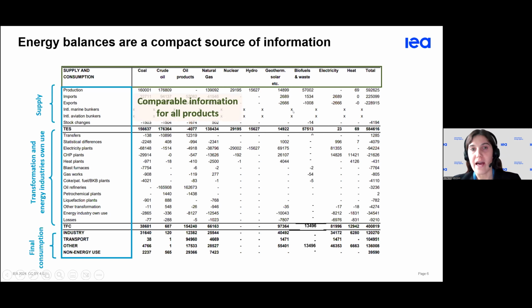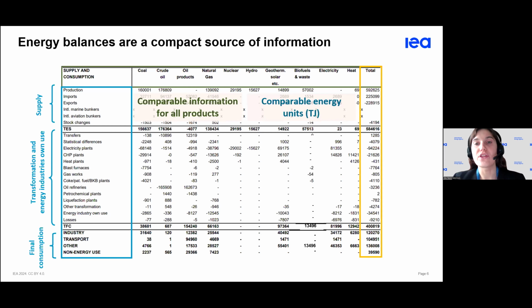Another important component of the energy balance is that we have all the different products, and this is key: it's comparable information for all products. In order to compare products, we need to first convert them into comparable energy units. In your statistics, we will have, for instance, coal collected in kilotons and electricity collected in gigawatt hours. But for an energy balance, in order to compare these products and also summarize them in a total, we need to convert them all to the same energy units. Once they're in the same unit, we are able to compare products. That is one of the main advantages of an energy balance.